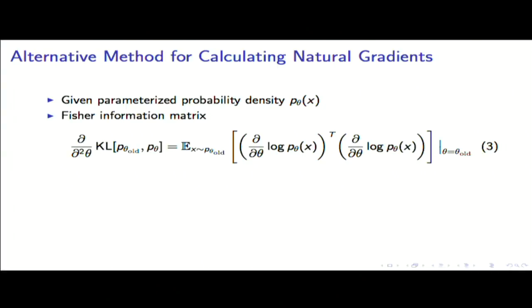The other way is you take the KL divergence between the probability distribution and some new probability distribution. You take the KL divergence between P sub theta old and P sub theta, and you evaluate that at theta equals theta old, and that gives you the same Fisher information matrix. On both sides, we have to evaluate at theta equals theta old. Otherwise, it's not true.